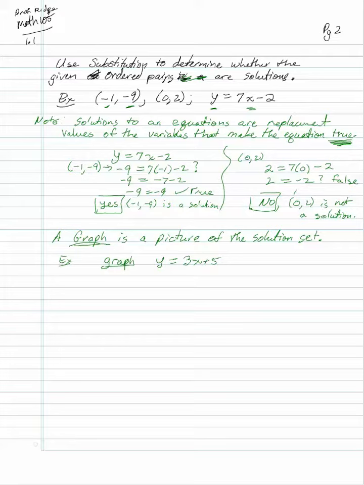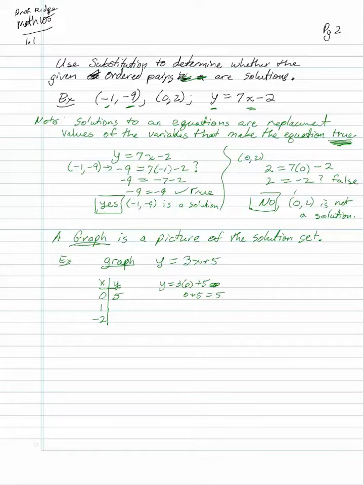You should know 3 ways to graph a linear equation. Your first technique is you can make an x and y table. You just pick numbers for x, like 0, 1, negative 2, and plug them into the equation. So if you plug in 0 for x, 3 times 0 is 0 plus 5 is 5. So (0, 5) is the first point.